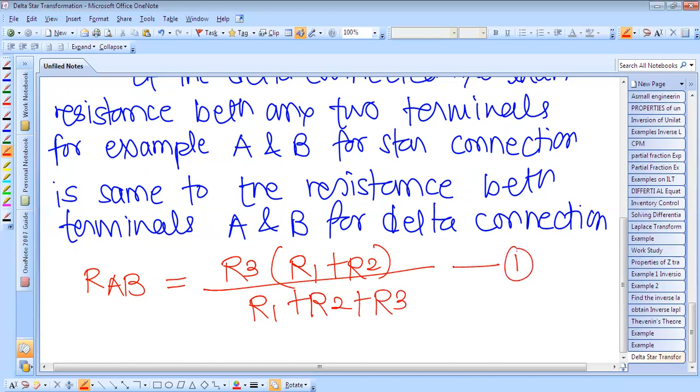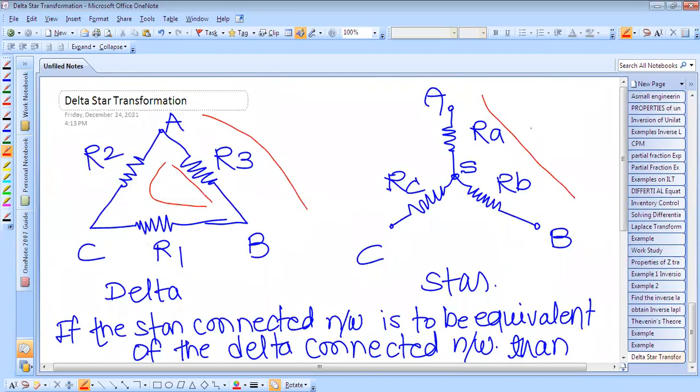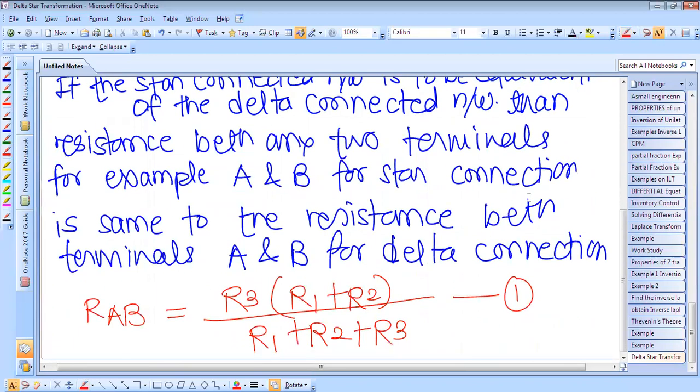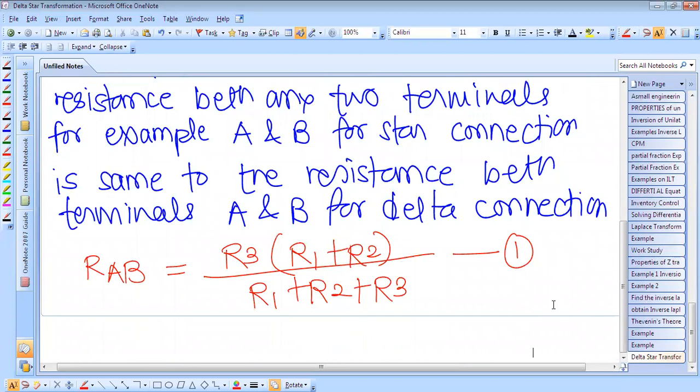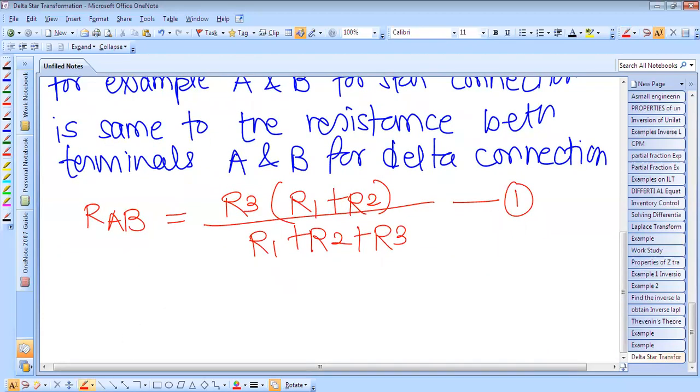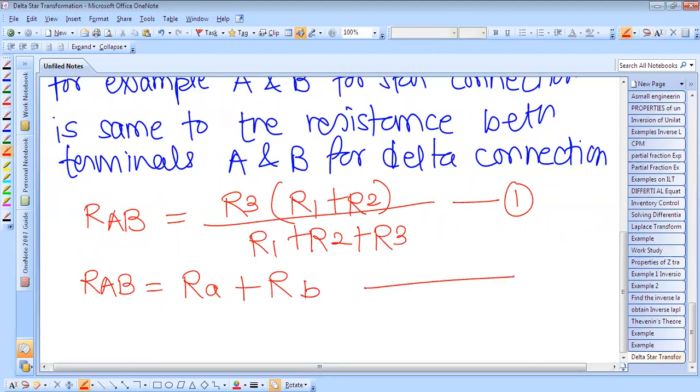Okay, similarly, from figure 2, what is the resistance between A and B now? It is RA plus RB. Okay, so from figure 2 we can write RAB as RA plus RB, with the small letters. So this is equation number 2.